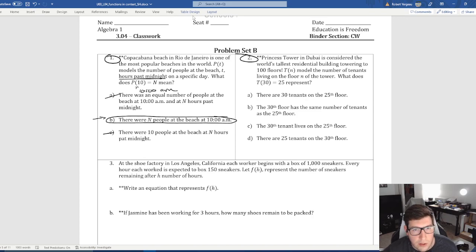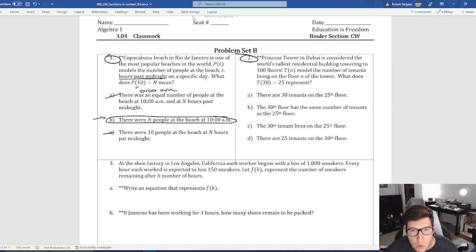All right, well, let's take a look at number 2. Princess Tower in Dubai is considered the world's tallest residential building, towering to 100 floors. T of N models the number of tenants living on the floor N of the tower. What does T of 30 equals 25 represent?